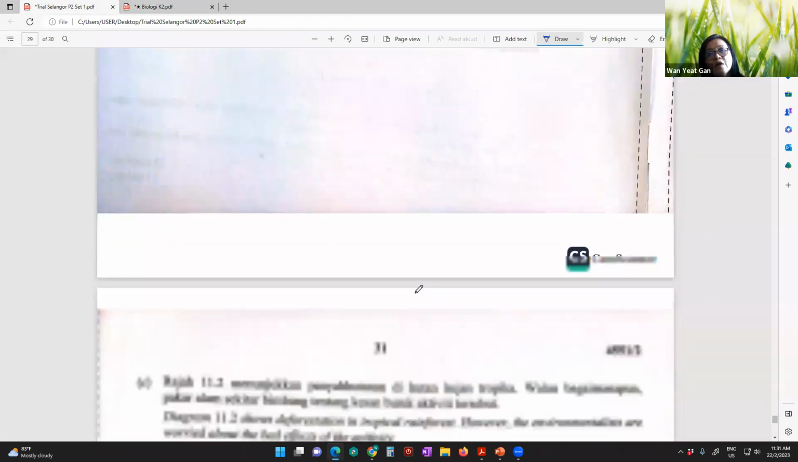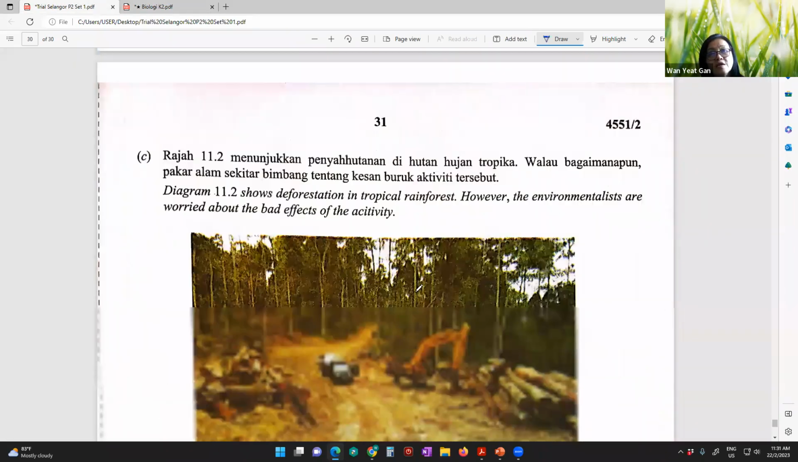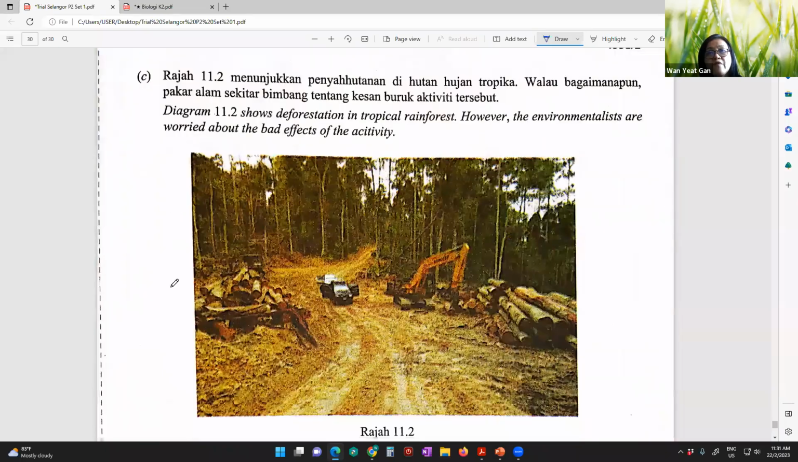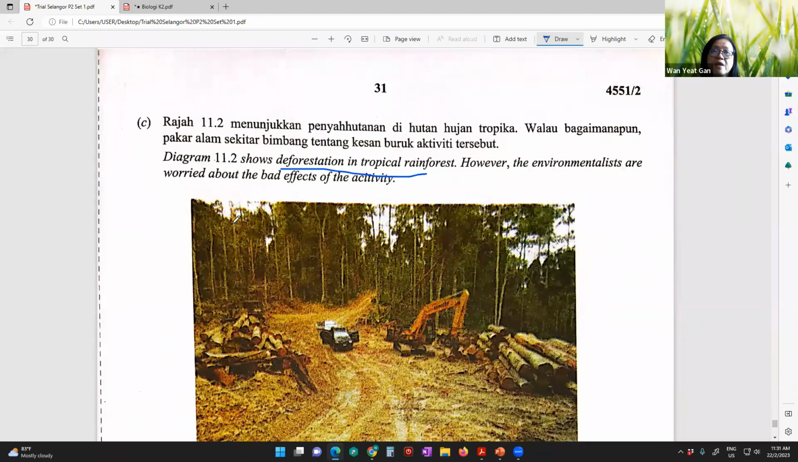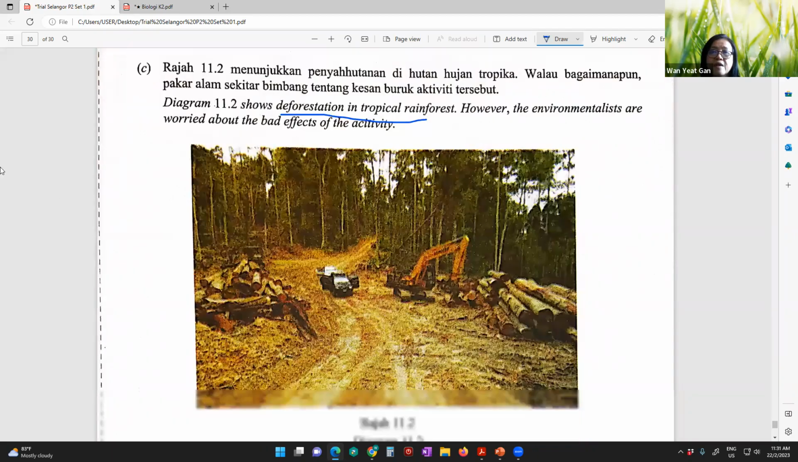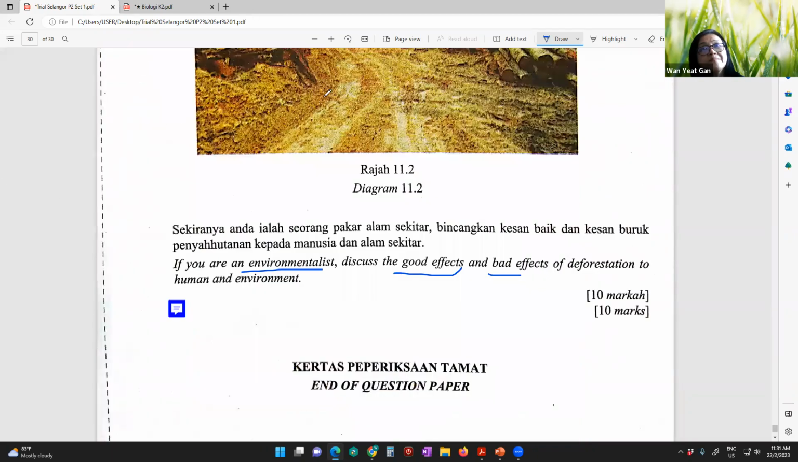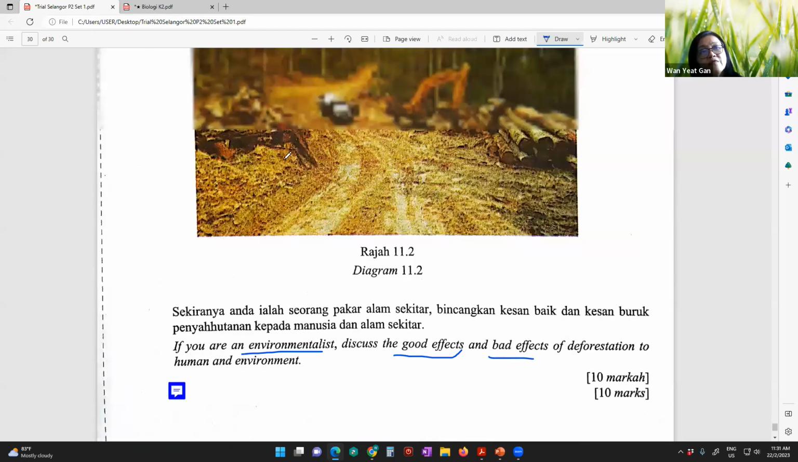All right. So now we reach the final question here. The diagram shows deforestation in a tropical rainforest. However, the environmentalists are worried about the bad effects of the activity. If you are an environmentalist, discuss the good and bad effects of deforestation to humans. Okay, so there are good and bad effects. So what you do is you state first what are the good effects.